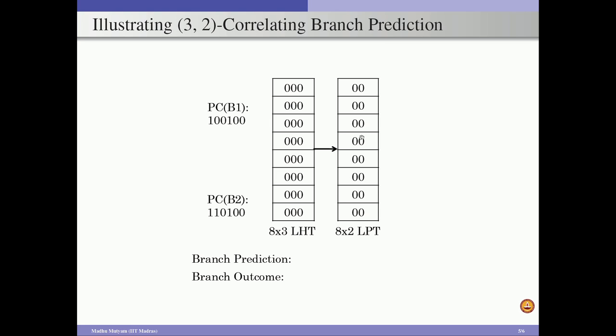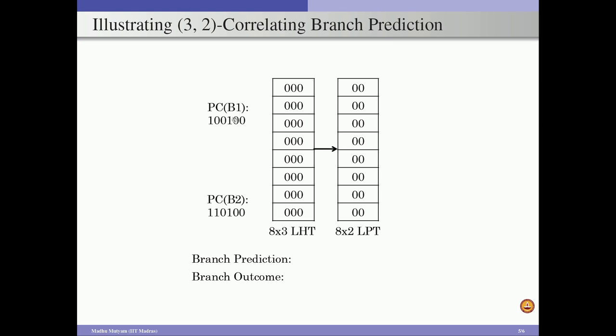And for this illustration we are going to use the same code whatever we considered earlier, and we have 2 branches B1 and B2, whose LSB 3 bits are same, that is 1 0 0. Effectively these 2 branches are pointing to the 4th entry in our LHT. So, we start with branch 1 because the branch 1 is the first branch occurred in our while loop. So, initially these 2 tables are reset to 0. So, the contents are cleared, so everything is 0.